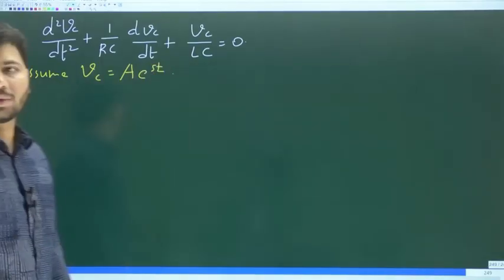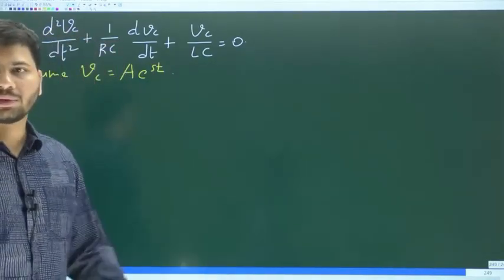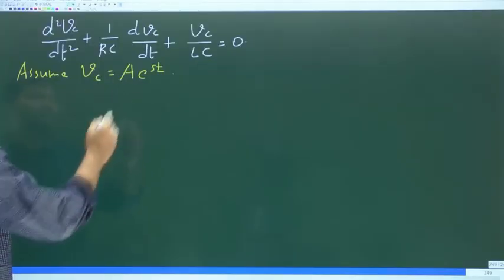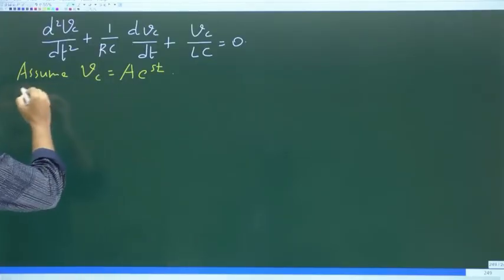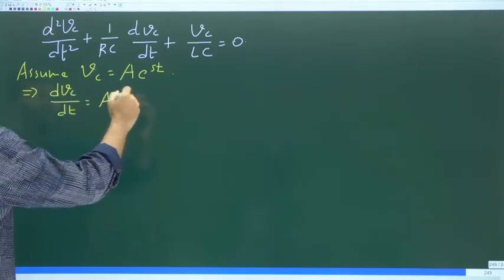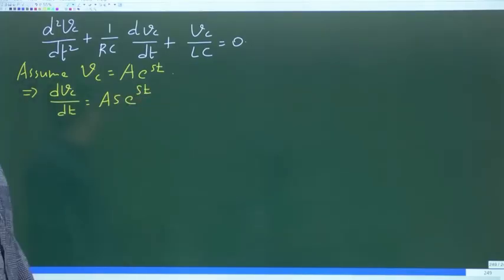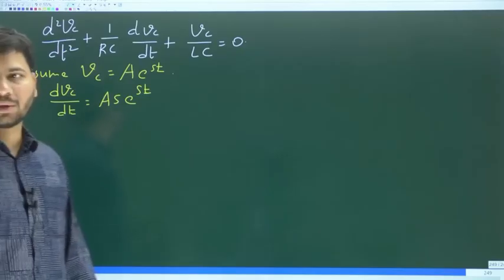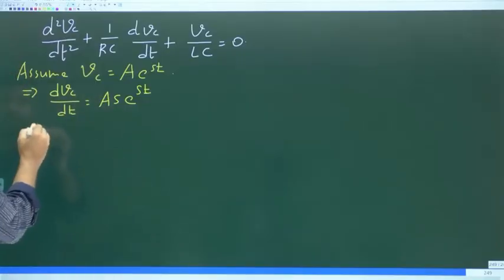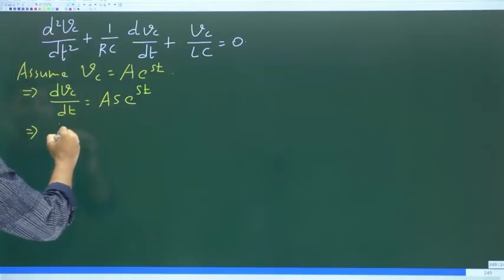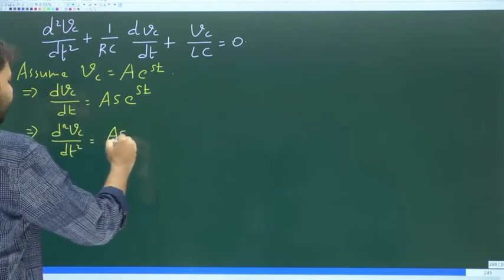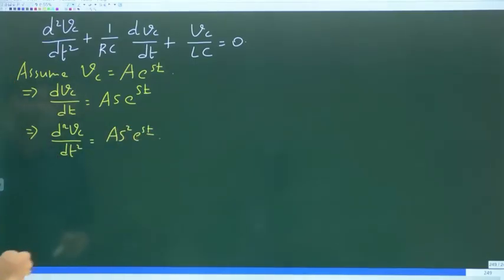A times e power st, which is some complex exponential. If vc is assumed to be A times e power st, then dvc by dt will be As times e power st. Yes or no? Just differentiate this with respect to time. Once again you differentiate, and d square vc by dt square is equal to A s square times e power st.